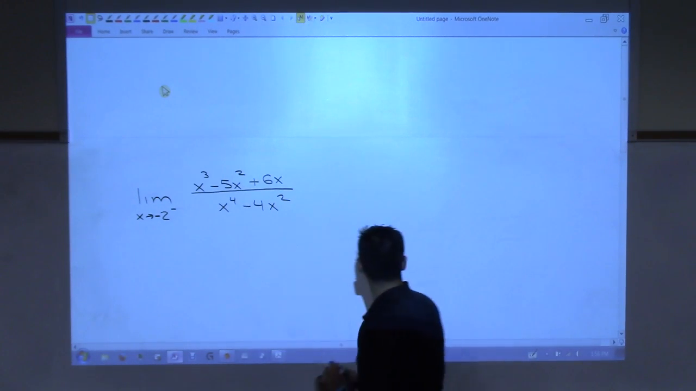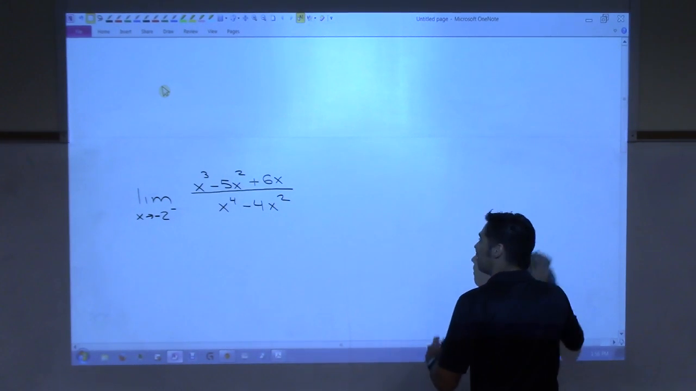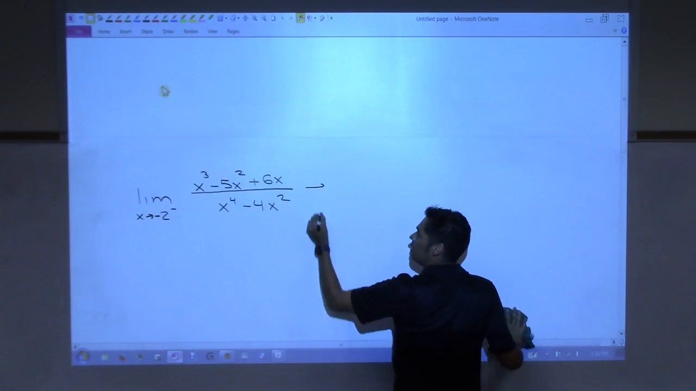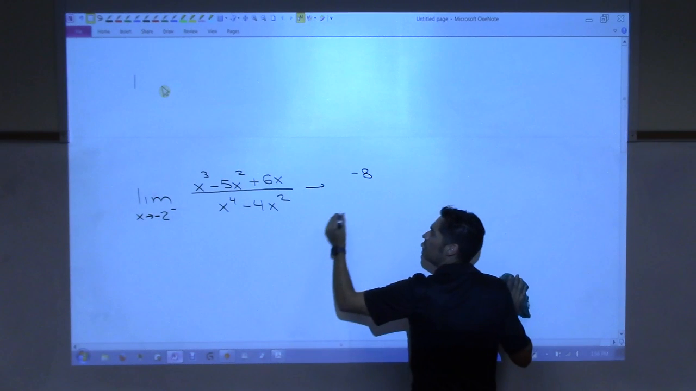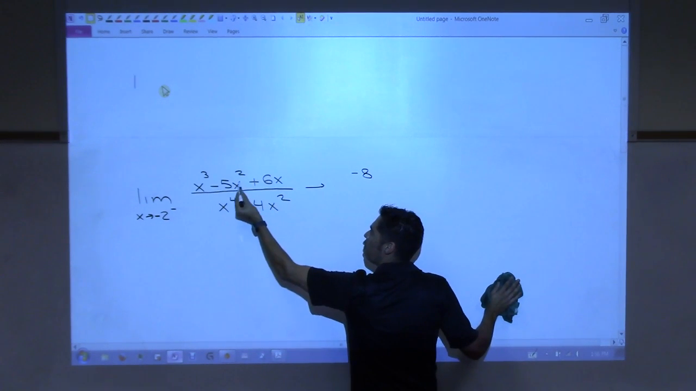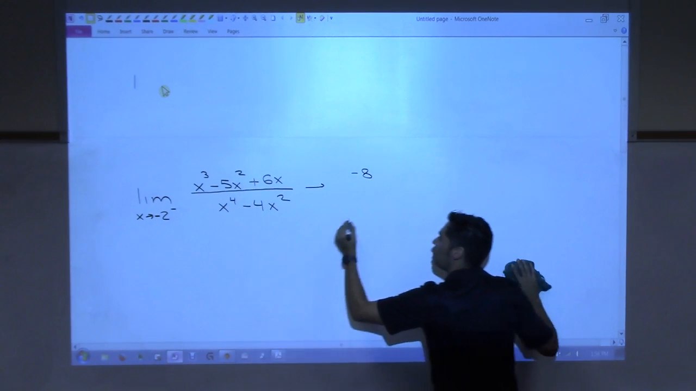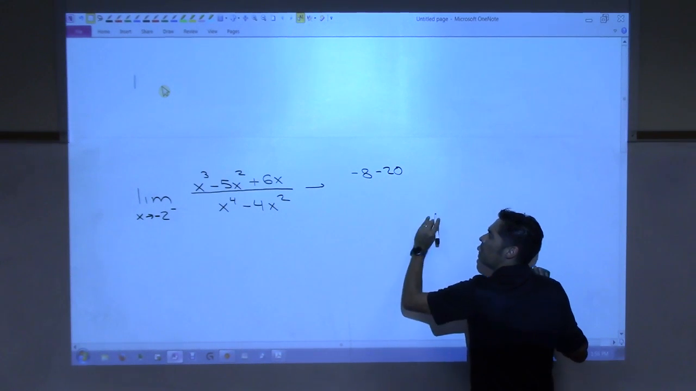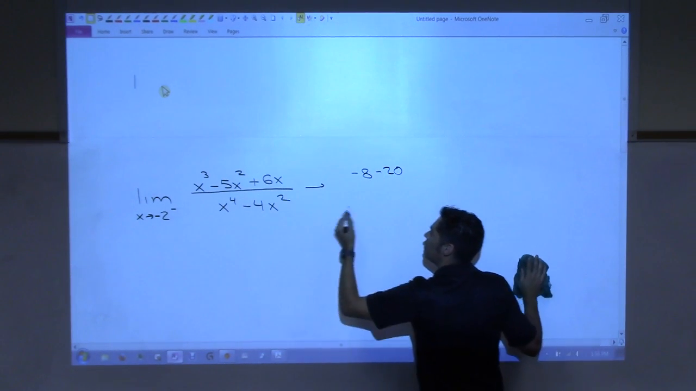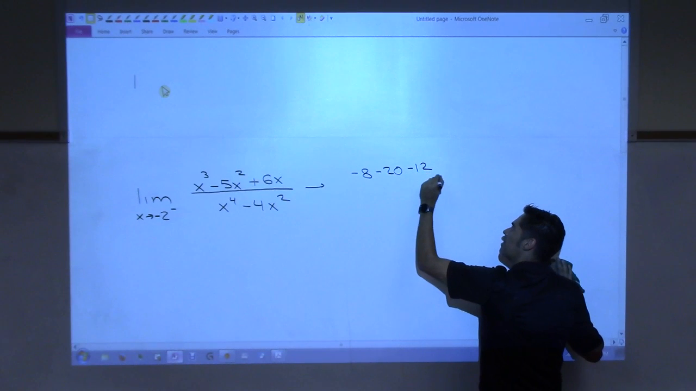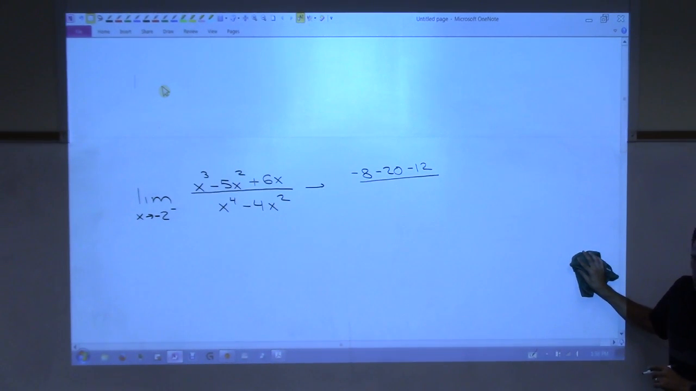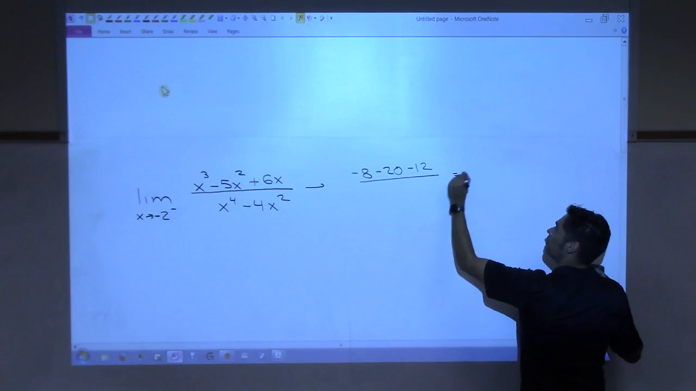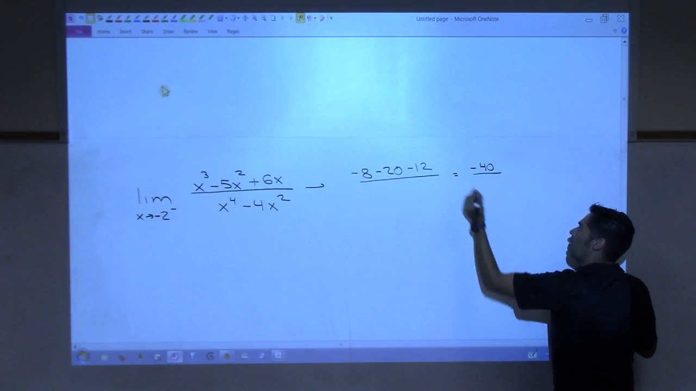Which you could do, right? Let me just try it out here. Let's see. Negative 2 cubed, right? Negative 8. Negative 2 squared is 4 times negative 5 would be negative 20. And then negative 2 times 6 is negative 12. So the top is not going to 0. Agreed? The top is not going to 0. It is going to negative 40.